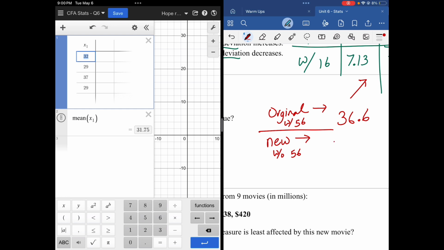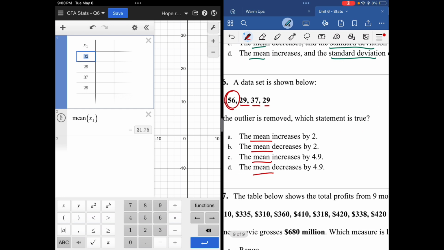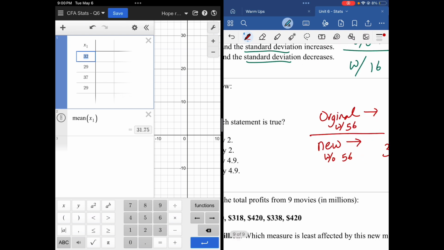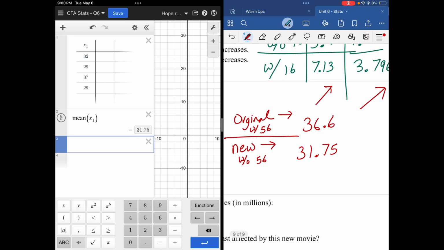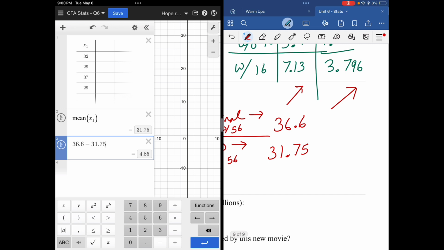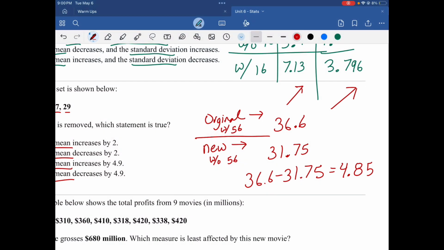We see it turns into 31.75. Now we want to know how much it either increases or decreases by, so I'm going to take my original, 36.6, and subtract the new, 31.75, and we get 36.6 minus 31.75, 4.85.